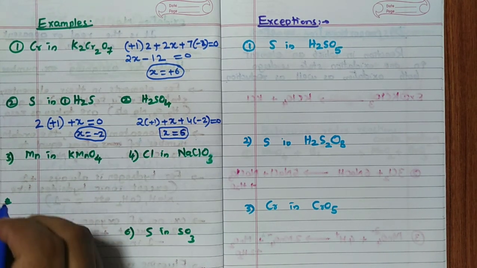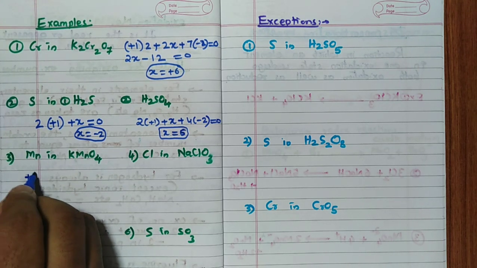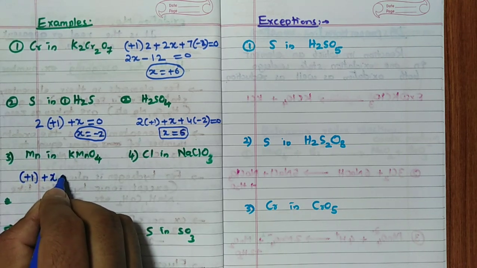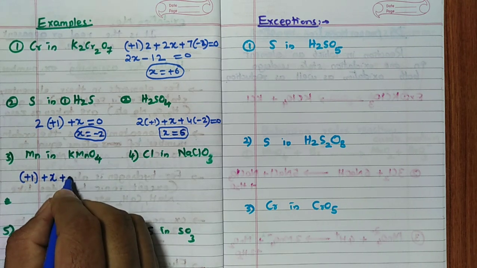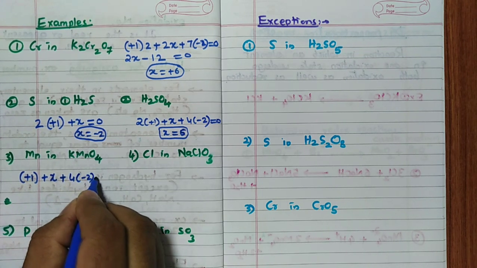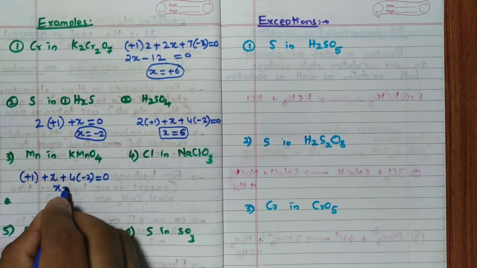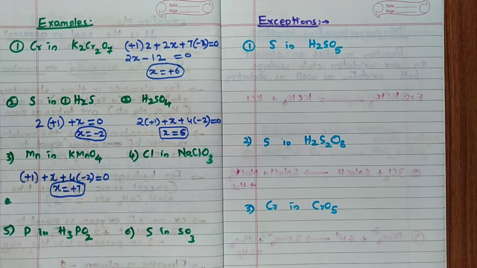Like that Mn. So in this particular case K is plus 1. Only 1 is there. Plus Mn is X. Plus 4 into minus 2, so oxygen is minus 2, is equal to 0 here, because total charge is 0. So you are going to get X is equal to plus 7. So you can solve like this.